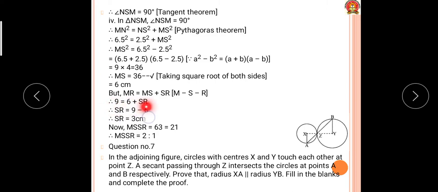So 9 is equal to 6 plus SR, so SR is equal to 3 centimeter. So MS to SR is equal to 2 to 1 centimeter. In this way you can easily calculate. Now see question number 7.